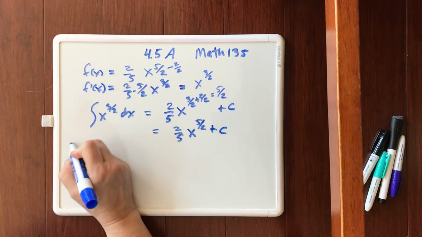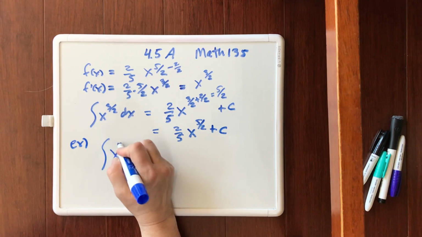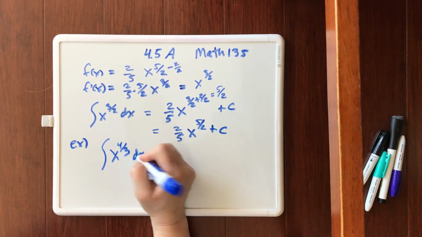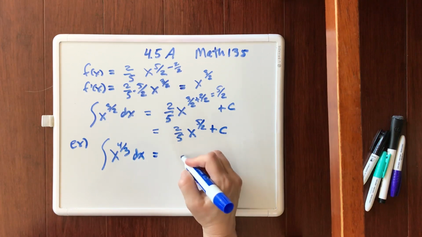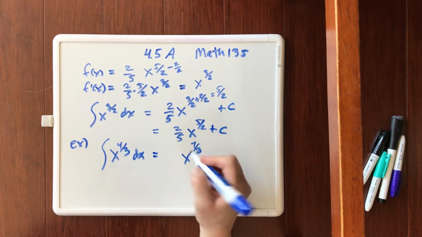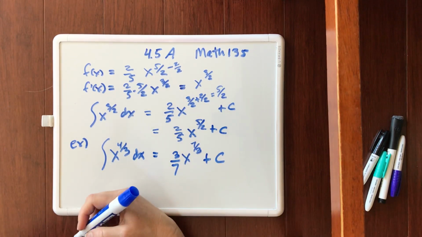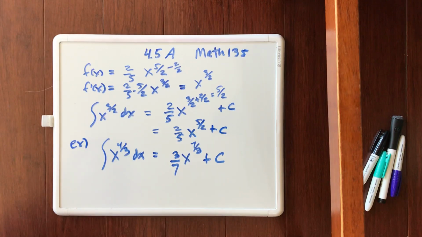Okay, so let's do an example. We're going to integrate x^(4/3) dx. Again, we add 1. Add 1 to that makes 7/3. Multiply by the reciprocal, 3/7, plus c. So the more you do, the easier it gets.